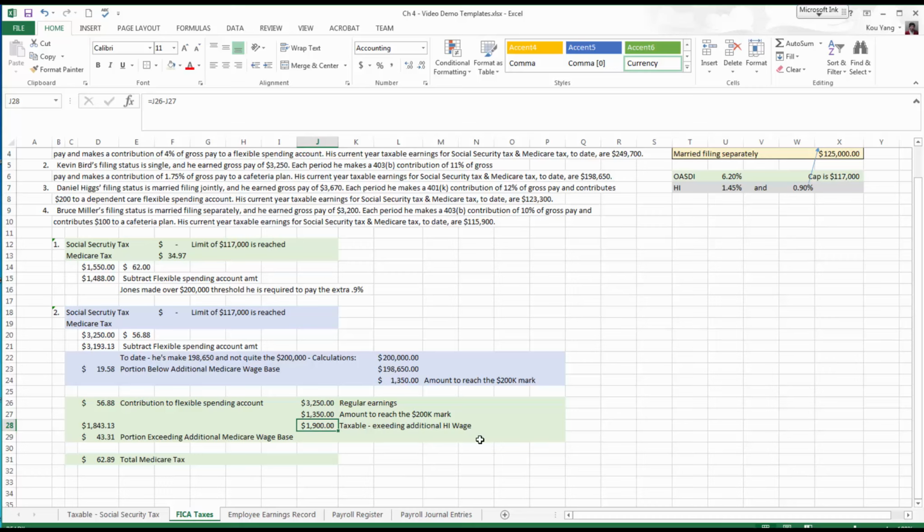And before calculating that additional HI wage, I went ahead and took the 1900 and subtracted the contribution, okay, of 1.75% and subtracted that out because that is not subject to any HI wages. And we found the portion exceeding additional wage Medicare base, added the two together for total Medicare tax of $62.89. So that's that one for 2. I will come back and do 3 and possibly 4.